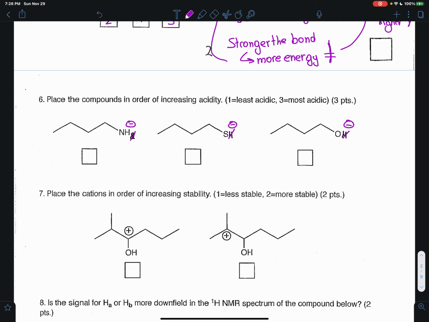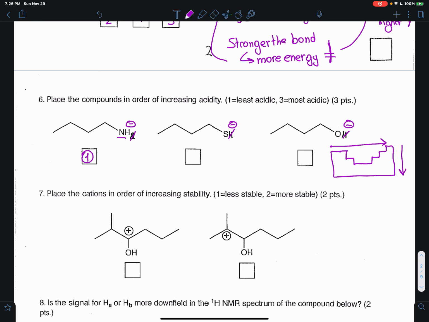Now, to be able to compare this, we have to look at two things, and that would be electronegativity and the atom size. And as mentioned before, we know that electronegativity increases from the left to the right, and then size increases down the periodic table. So if we have two atoms that are in the same group, the way to compare them is we look at the size. So now we know that the nitrogen is less electronegative than both the sulfur and the oxygen. So that tells me that this one's going to be the least acidic. That will take number one.